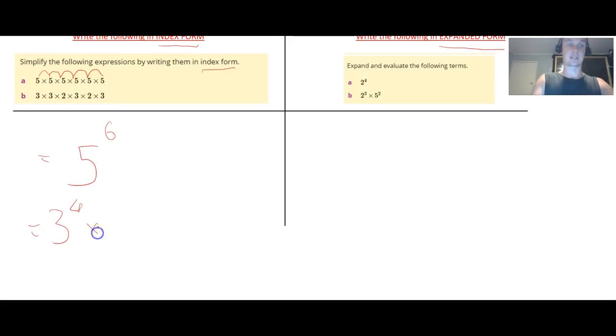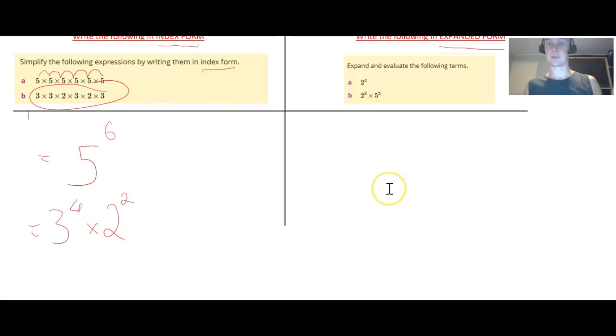Then you're going to multiply that by 2, because we also have 2 in here. That is our base number. How many times is 2 multiplied? 1, 2. So 2 is squared, which means to the power of 2. That's index form. It means simplifying these big sums down into a smaller form. You have the base number and then you give it the index, or the power, above that.